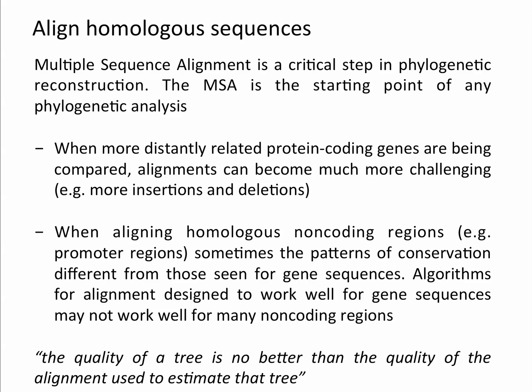In other cases, aligning homologous non-coding regions is quite challenging, because the patterns of conservation are very different from those seen for a gene. This means that algorithms for alignment that have been designed to work well for gene sequences may not work well for many non-coding regions. Thus, we have to be sure of the quality of our alignment, because if it's not accurate, the resulting phylogeny would be incorrect.